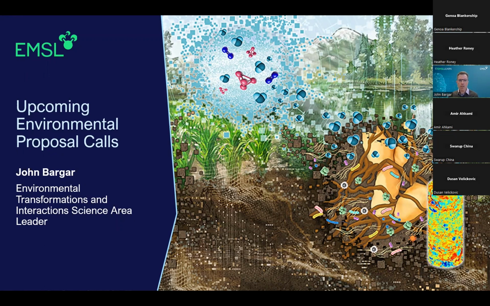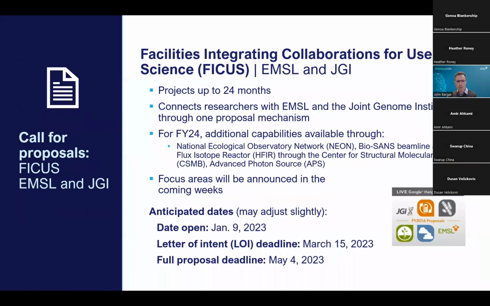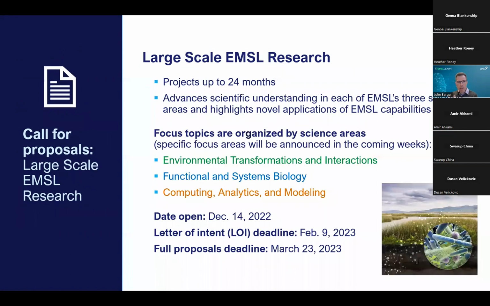Let's see, so I need to take control of the screen. All right, so I guess I'll just go on to the next slide. So the first of the 4 proposal types is the so-called large-scale EMSL research program. This funds user proposals for up to 2 years.